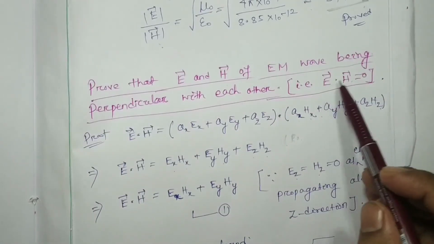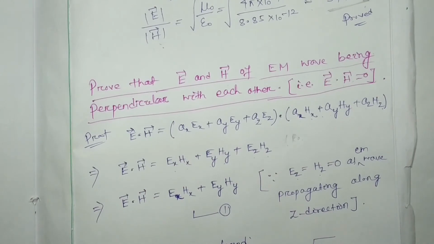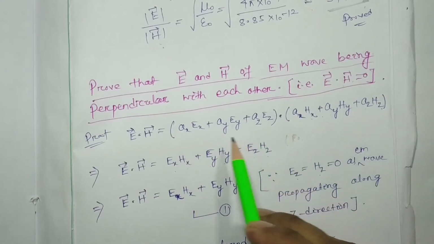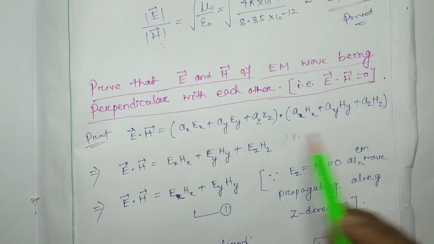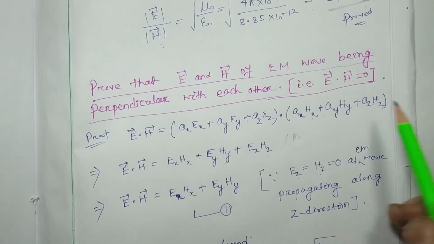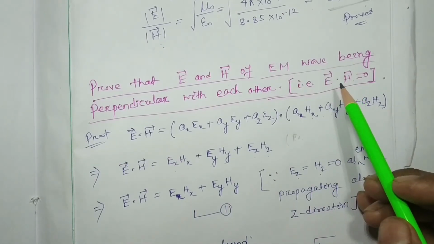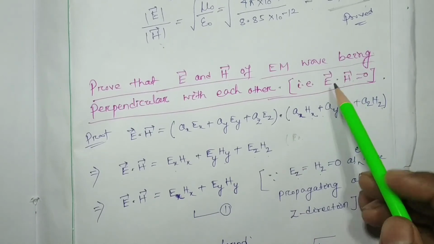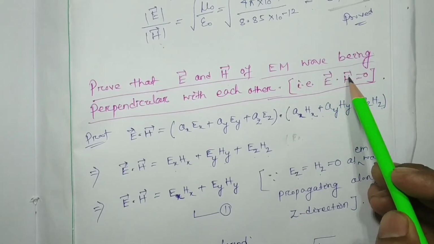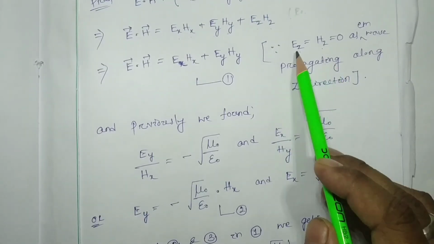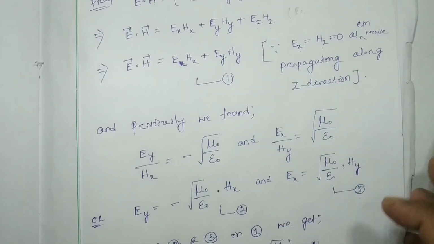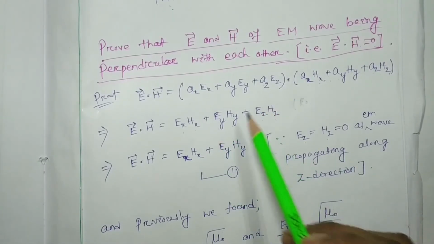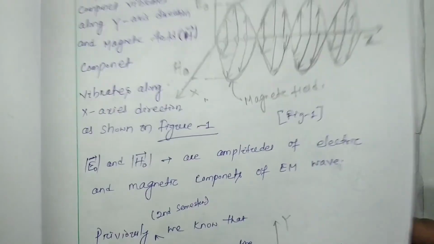So hence proved that E and H are always perpendicular to each other. Here we considered that the wave is propagating along the z direction. So along the z direction, no component of the electric field and magnetic field can be found. So Ez Hz equals 0. That means if we draw the figure for this corresponding derivation, it will be this one.